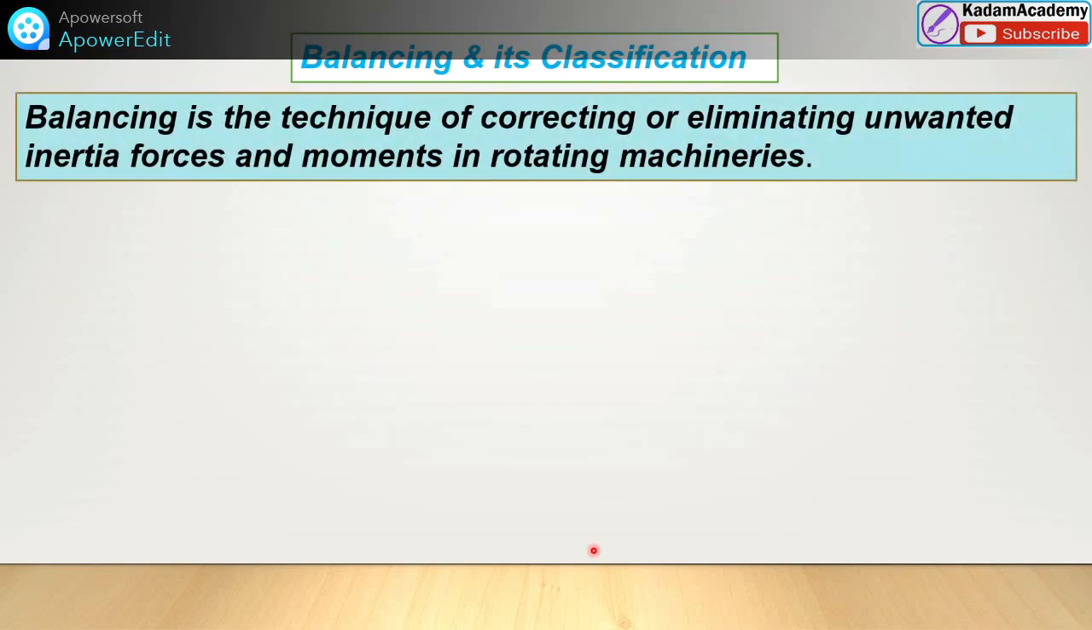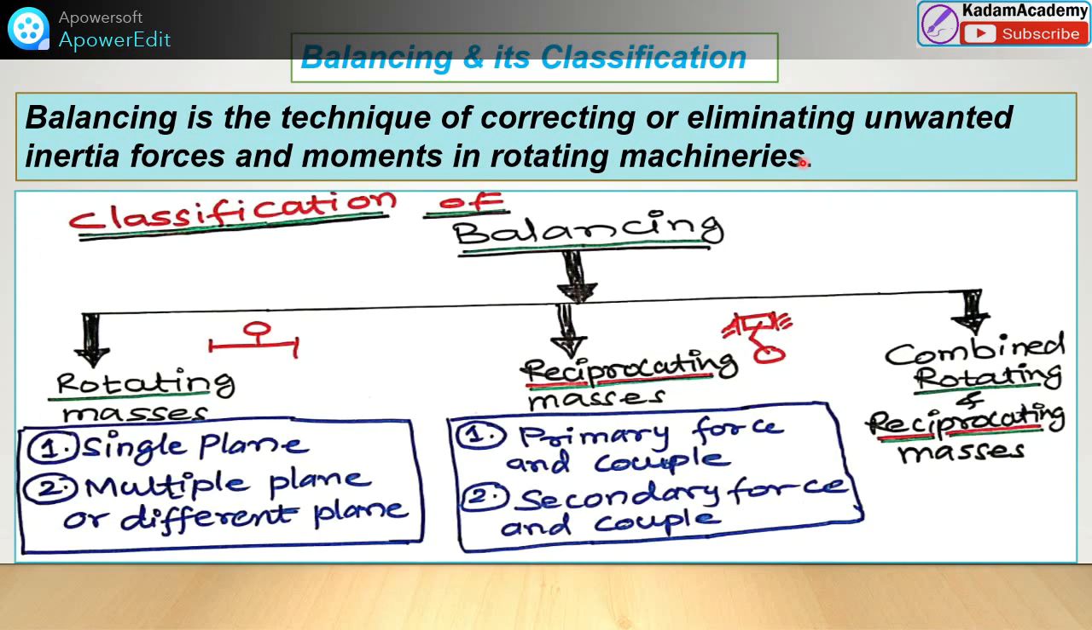Okay. So friends, the balancing classification we are going to study now. But before that, what is balancing? Balancing is the technique of correcting or eliminating unwanted inertia forces and moments in rotating machinery. Here I will show you the classification of balancing. The types of machines for balancing are classified into three: rotating masses, reciprocating masses, and the combination of rotating and reciprocating masses.